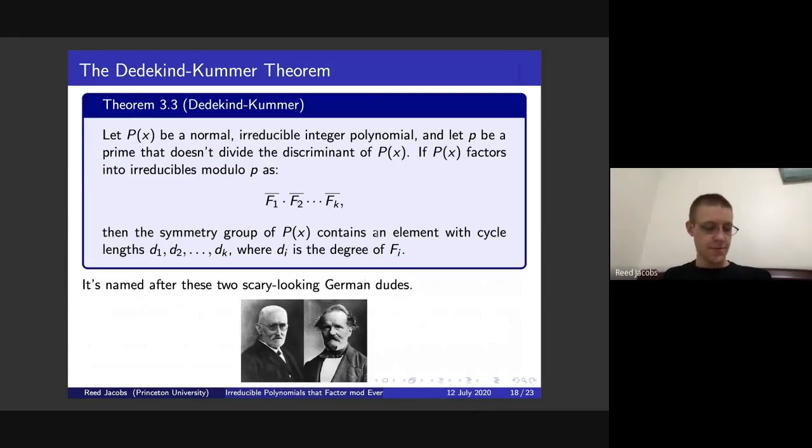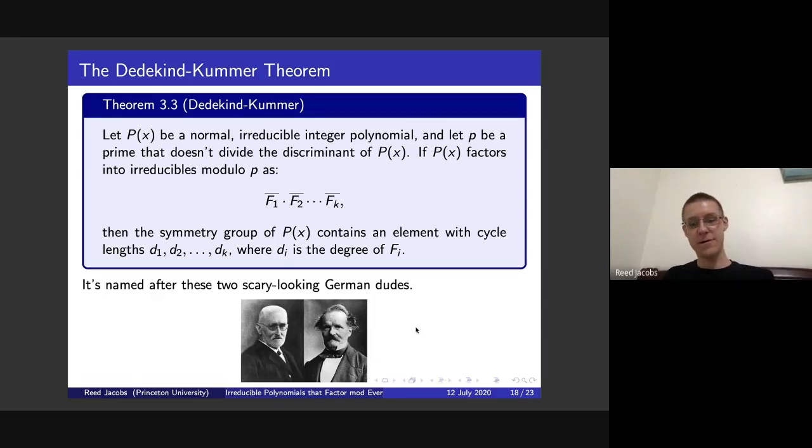Okay, now I won't be able to state in detail on this part since my time is almost up. But here is another relation between the two symmetry groups. It's named after Dedekind and Kummer. And Dedekind and Kummer are the two scary-looking German dudes you see below. There's Dedekind on the left and Kummer on the right.